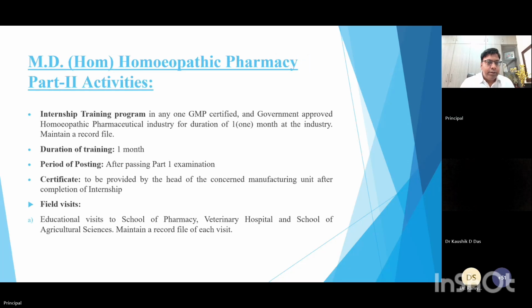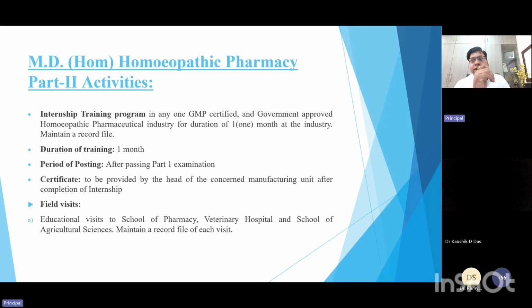Next, these are the different activities for part 2, like internship training, which is very important, because of the competencies we have to achieve, the EPA levels we have to achieve, EPA level 1, 2, 3 and 4. To achieve these EPA levels, exposure to the pharmaceutical industry as an internship is very much required for the PG training, the duration of which is 1 month.